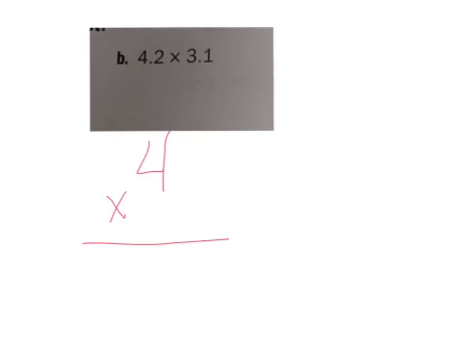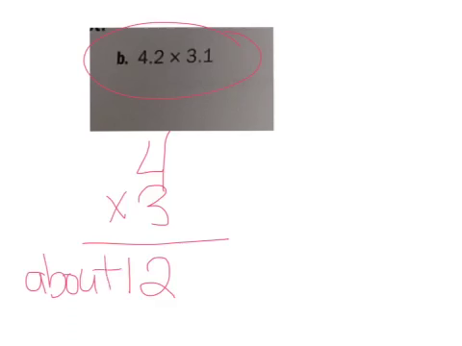Now we look at 3.1. What is 3.1 closest to? It's either going to be closer to 3 or 4. Since it's 0.1, it's actually closer to 3. So when I estimate this problem, I'm actually going to have 4 times 3. We all know 4 times 3 is 12. So my answer is about 12.